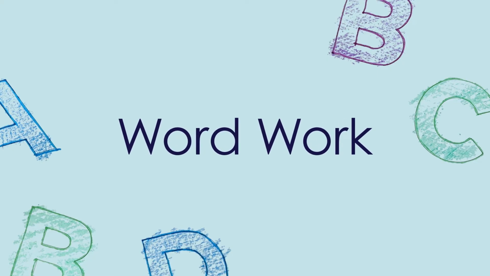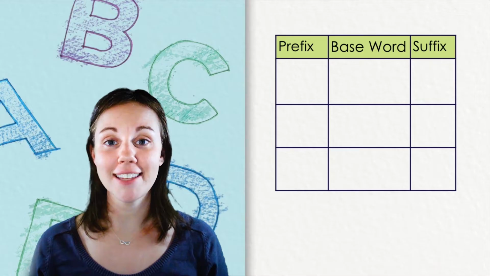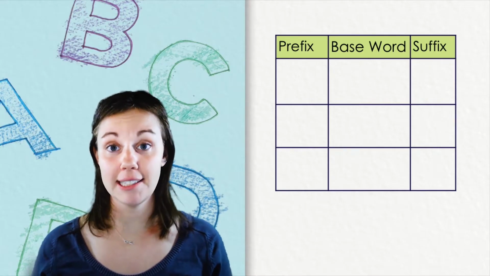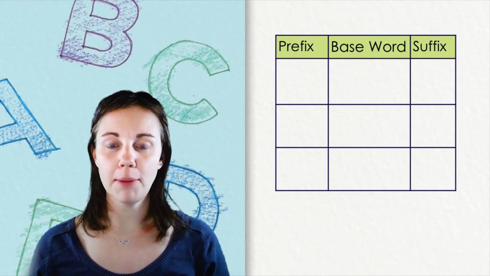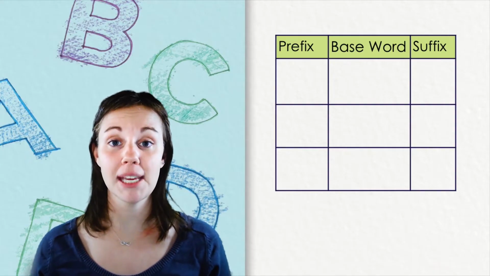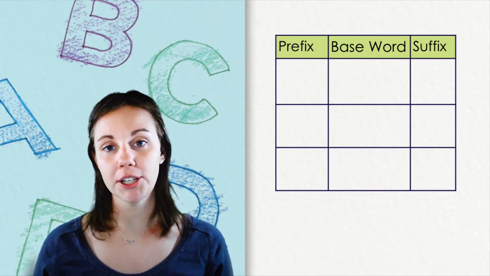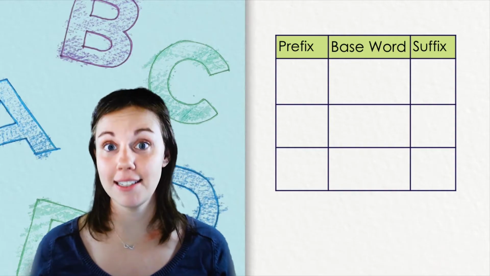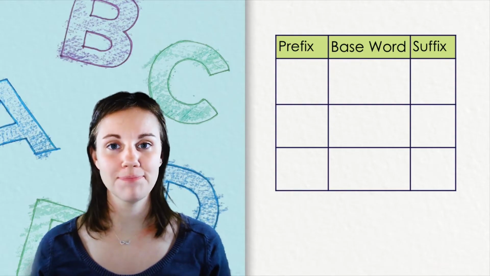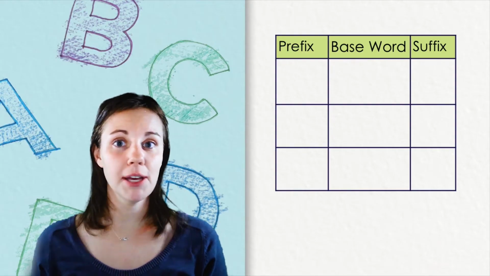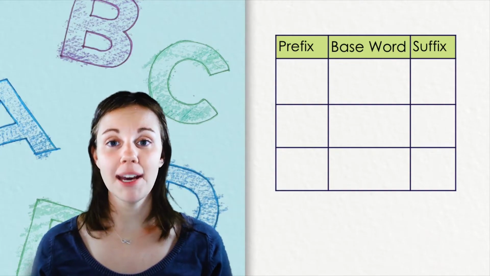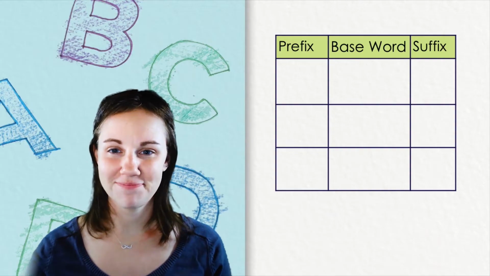Word work! All right, we'll be starting this word work practice by looking at prefixes, base words, and suffixes. This chart helps us to remember that prefixes are a part of a word that can be attached to the beginning, while a suffix is a part of a word that can be attached to the end. Prefixes and suffixes change the meaning of a base word. Remember, a base word can be a word all by itself. Let's take a look as these word parts appear and organize them into our chart.